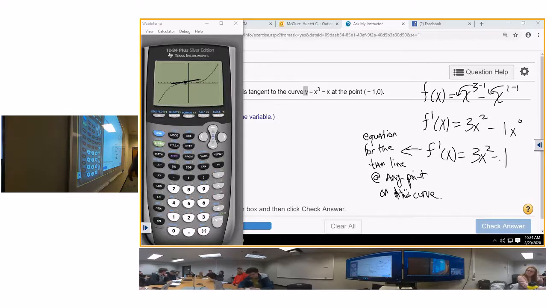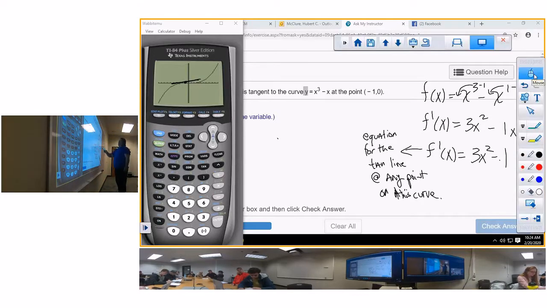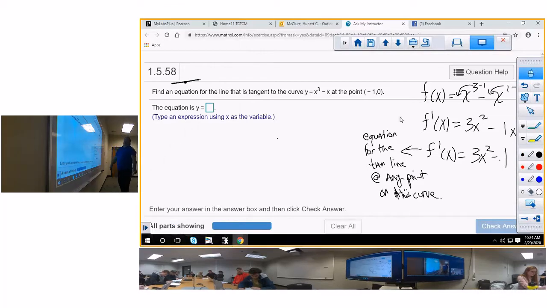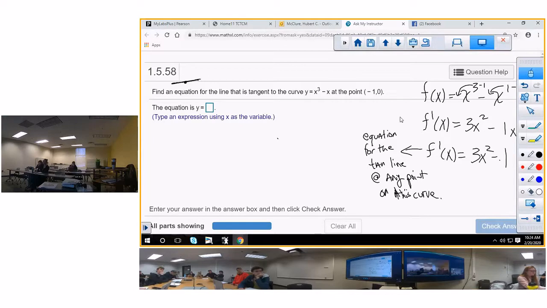Now, the question asked, let me go back to the question because I'm looking at the directions. It says, find an equation for the line that is tangent to the curve at y is equal, so I just found that. It's not y, technically it's supposed to be y prime if they're asking you to find the derivative. So I would say 3x squared minus 1.